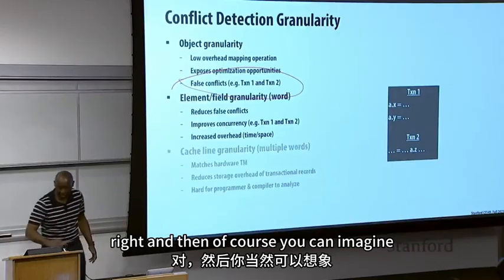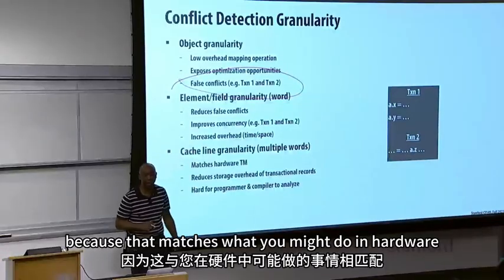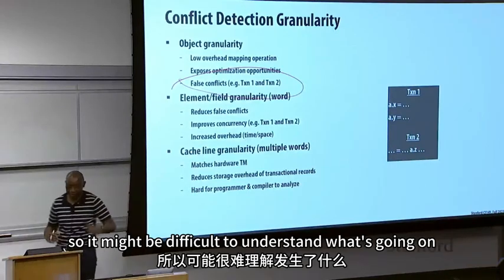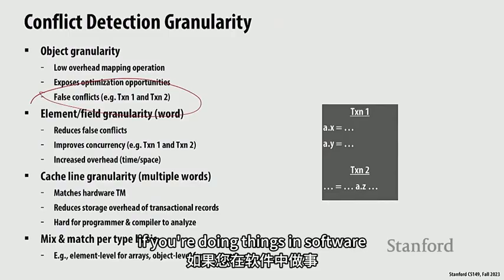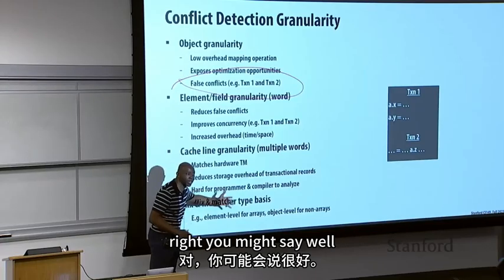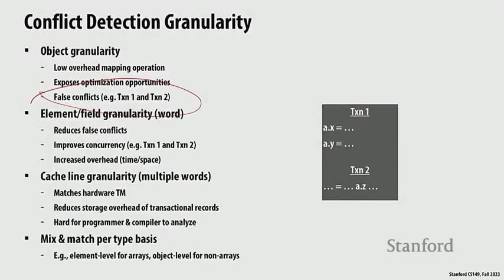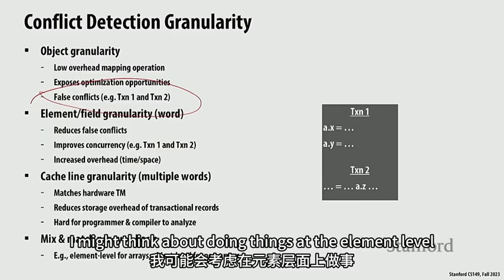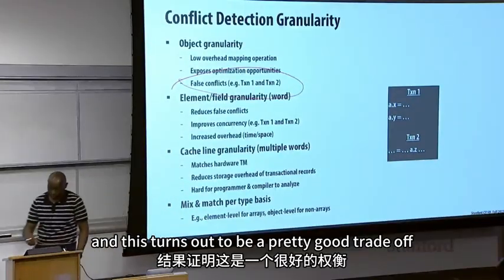Of course, you can imagine doing things at cache line granularity, because that matches what you might do in hardware, but then this doesn't have a direct analog with what you wrote as a programmer, so it might be difficult to understand what's going on. And if you're doing things in software, you can mix and match. You might say, for objects, I'm going to do things at the object level, and then for arrays, I might think about doing things at the element level. This turns out to be a pretty good trade-off.